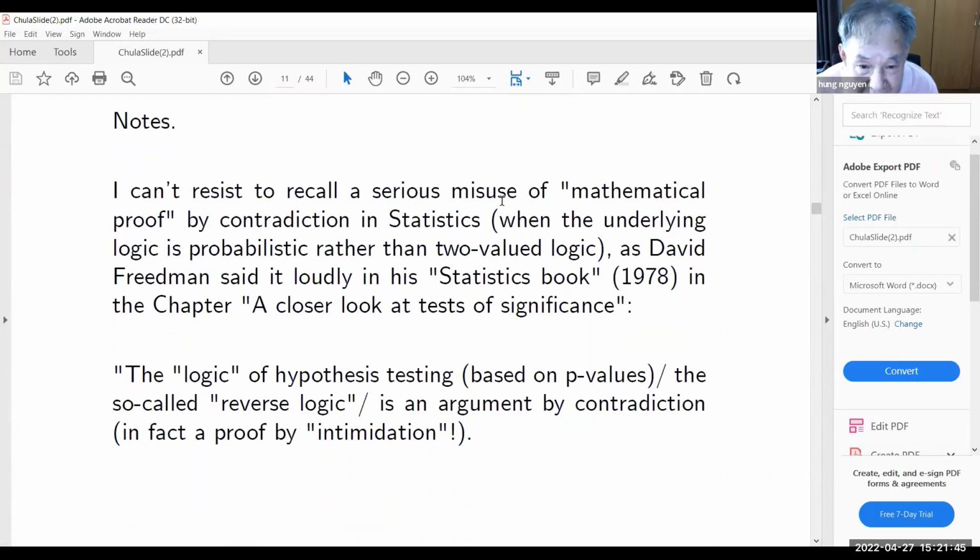But there is one situation I want to mention quickly. If you do anything about mathematical statistics, you should be aware of the following. Mathematical proof by contradiction in statistics is wrong, because it is not the same as the two-value logic. Probability logic means the truth values are probability values. So probability values take every value from 0 to 1, the whole interval, not just 0 and 1. This is a multi-value logic. So the logic of hypothesis testing is based on something called the p-value. The so-called reverse logic is an argument by contradiction.